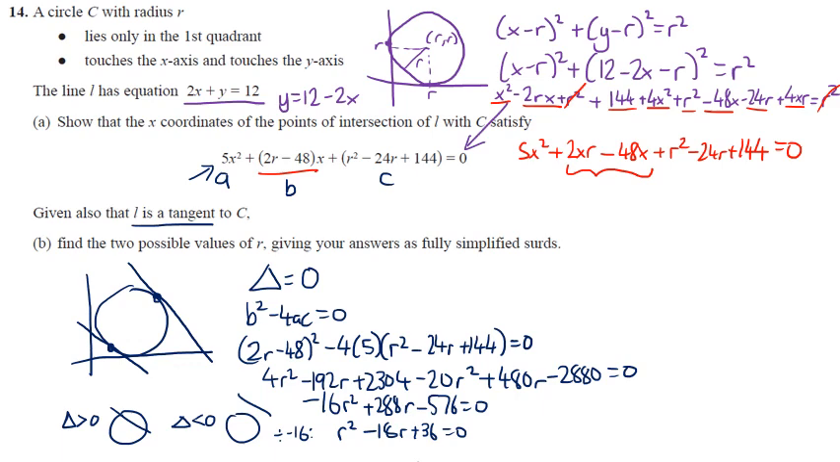Then what I can do is I can just use the quadratic formula. So I get 18 plus or minus the square root of 18 squared minus 4 times 1 times 36, divided by 2. So I get 9 plus or minus, and if I put that all in my calculator, so the square root of all that divided by 2, I end up with 3 root 5. So they're the two values of r, 9 plus 3 root 5, 9 minus 3 root 5.